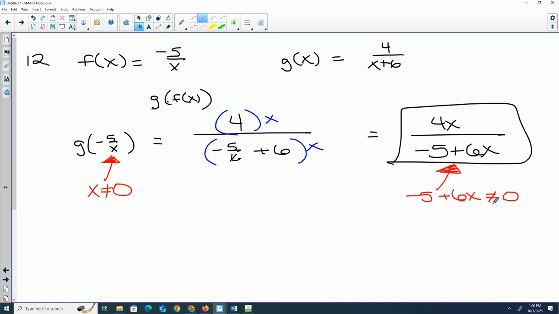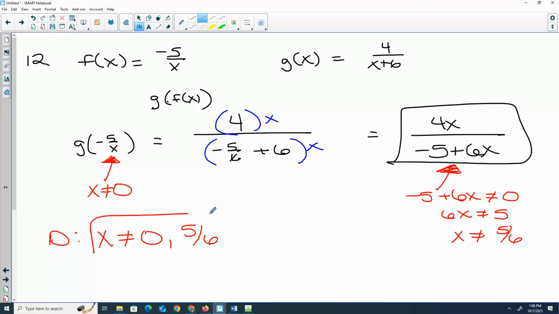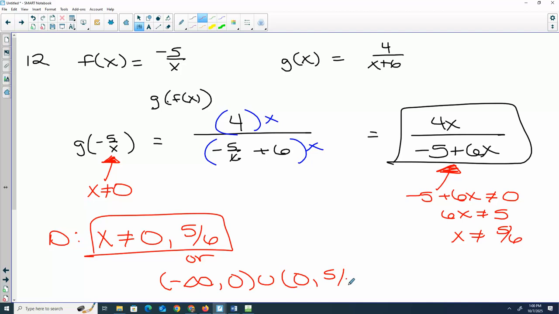This one, -5 plus 6x can't be 0. 6x can't be 5. My rule, I told you I wanted interval notation, but if you had more than one value x couldn't equal, you were allowed to list them. So on the test, I would accept this, or if you wrote the interval notation, it's everything smaller than 0, everything between 0 and 5/6, and everything bigger than 5/6.